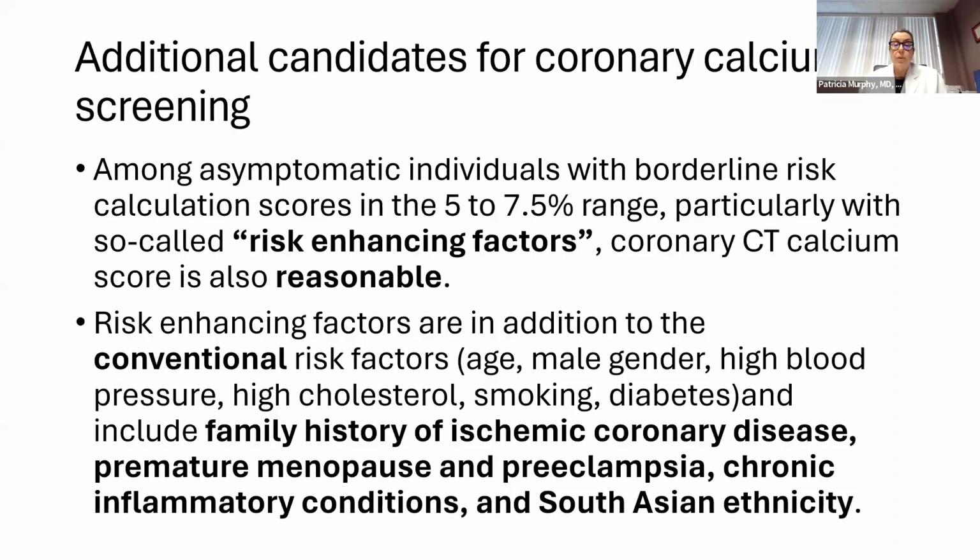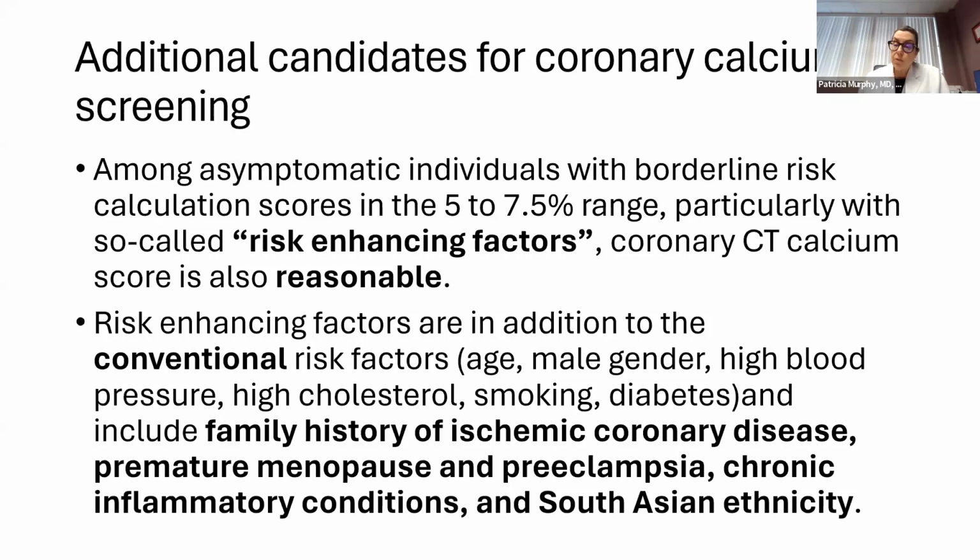So we'll talk about those, but coronary CT calcium score is reasonable in these borderline calculation range patients who have risk-enhancing factors. And so that means that when you talk about conventional risk factors of age, male gender, high blood pressure, high cholesterol, smoking, and diabetes, these are clinical or historical facts about an individual that increases their risk and therefore helps us to decide, oh, you're kind of on the borderline with risk. We may not necessarily want to treat you with cholesterol-lowering medicine, but let's do the CT calcium score because that'll give us extra information to help treat you.